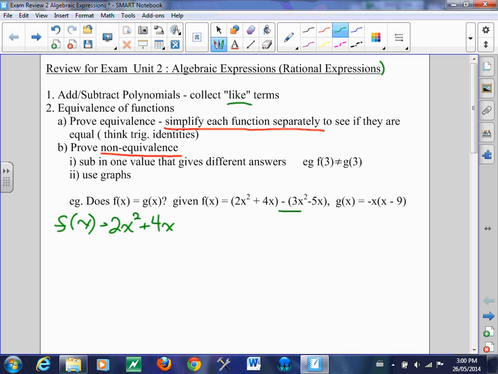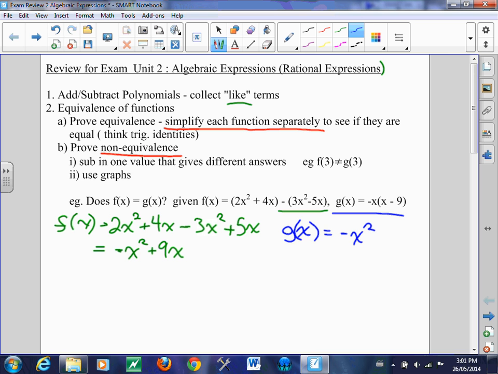But the second binomial here, you got to be careful. Change the signs to all terms inside. So it becomes negative 3x squared and plus 5x. Okay, collect like terms, ladies and gentlemen. You're going to have negative x squared plus 9x. Let's see what happens with g at x. So for g at x, simplify that. It's going to be negative x squared plus 9x.